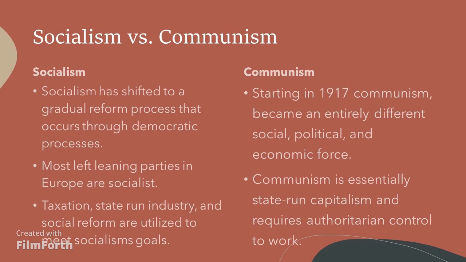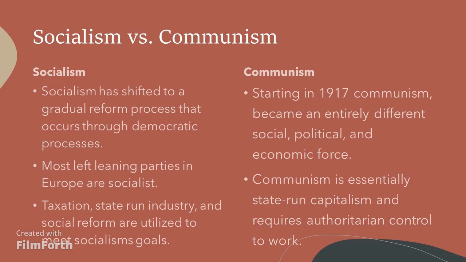So remember, they were all coming from the same general strain in the beginning, but after the events of the Russian Revolution and things like that, the communists, or this more authoritarian group, became something different. So let's talk about why that happened. First of all, socialism has shifted to become this gradual reform process that occurs through democratic processes. That's how socialists have been getting their job done.